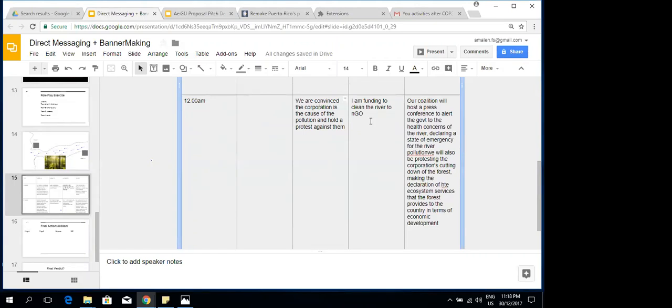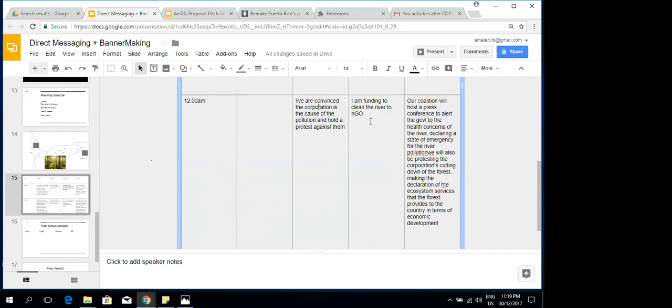Interesting. So at 12 o'clock at night, the coalition of NGOs decided to host a press conference to alert the government on the health concerns of the river, declaring a state of emergency for the river pollution. They are also protesting the corporation's cutting down of the forest, making the declaration of the ecosystem services that the forest provides to the country in terms of economic development. Sarah, what do you mean? Oh, the. Yeah. Sorry.